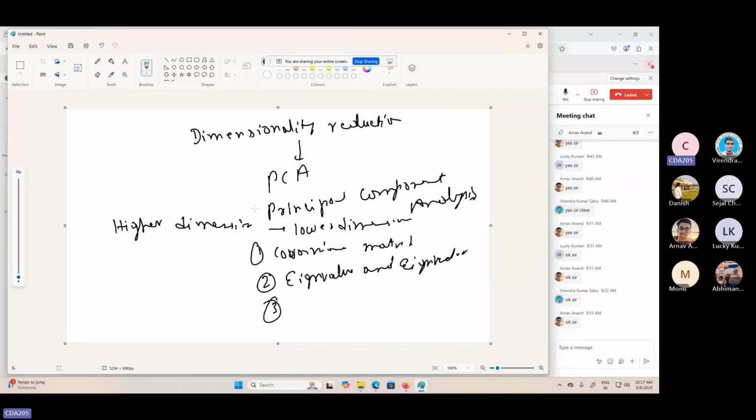Then what do we have to calculate? Can anyone tell? Then we have to calculate the principal components 1, 2, the points. Eigenvectors we have already calculated.